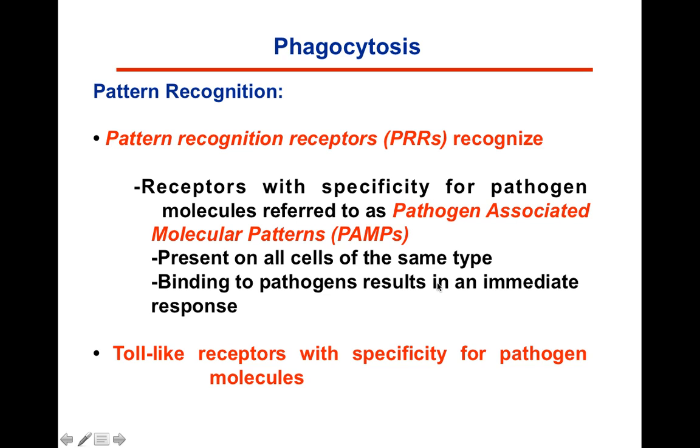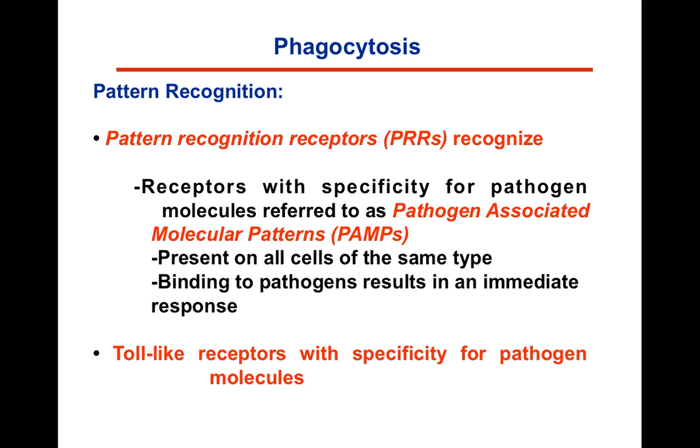And these are present on all cells of the same type. Binding to the pathogens results in an immediate response. So all macrophages contain the same types of these receptors. Some of these pattern recognition receptors are referred to as toll-like receptors with specificity for pathogen molecules.